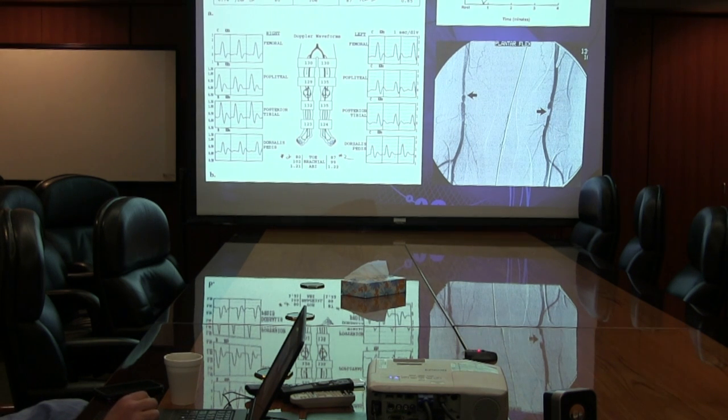All right? So once again, I know I've said it several times, with those narrowings, at rest he's getting enough blood flow. It's not causing symptoms at rest. It's not even a pressure gradient at rest. His ABIs are normal at rest. But when he exercises, now you're trying to get several fold more blood flow through those stenoses, and they become hemodynamically significant.